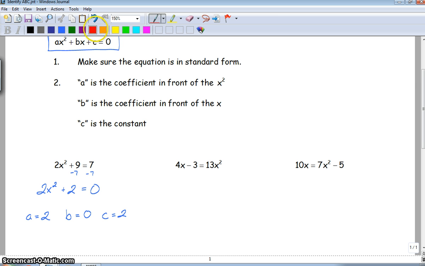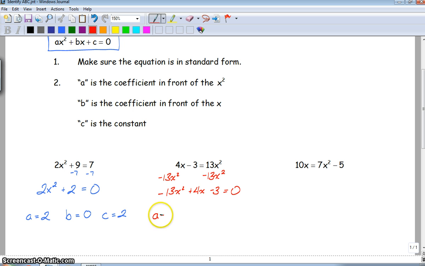We look at the next one. First, we need to put everything into standard form. Right now, the easiest thing to move would be the 13x squared. Make sure it's on the opposite side with all of the other terms. And we get negative 13x squared plus 4x minus 3 equals 0.